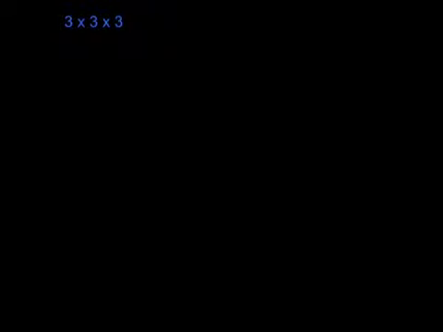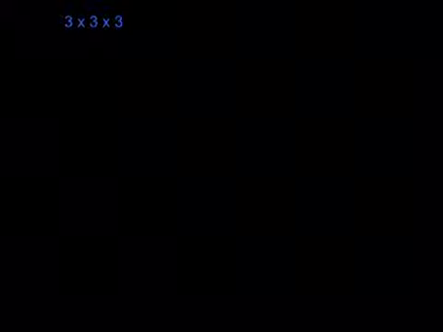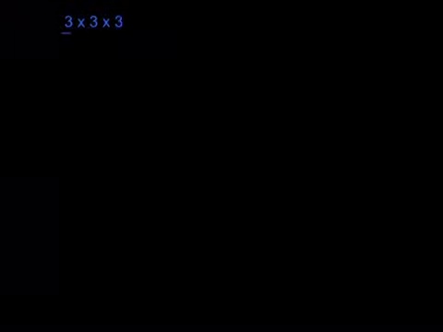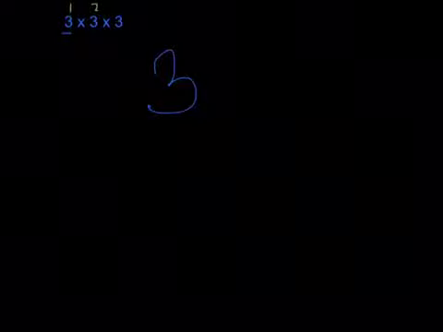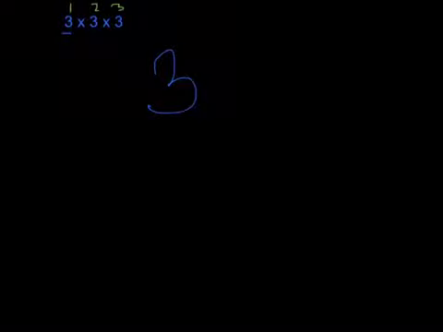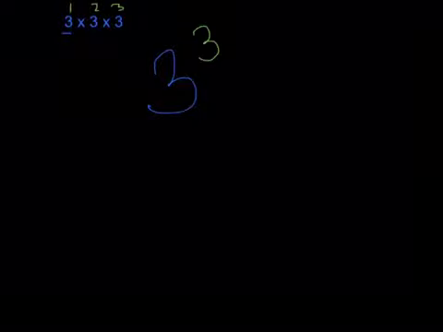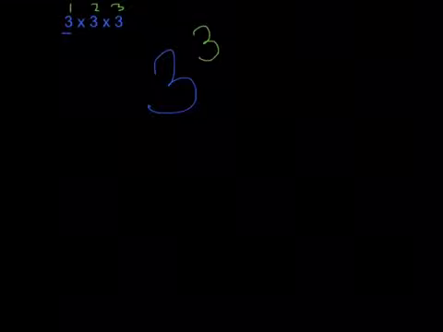Taking a look at another example, 3 times 3 times 3. Our base is going to be the number that we're repeatedly multiplying. That number is 3, so we're going to write that 3. We are multiplying it 1, 2, 3 times. So our little superscript number is going to be 3.